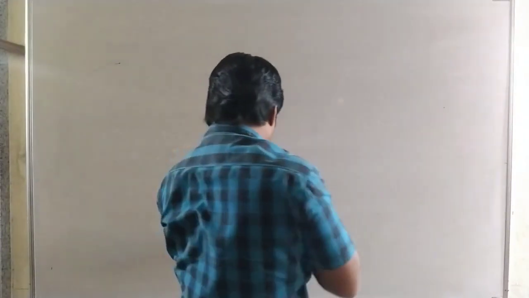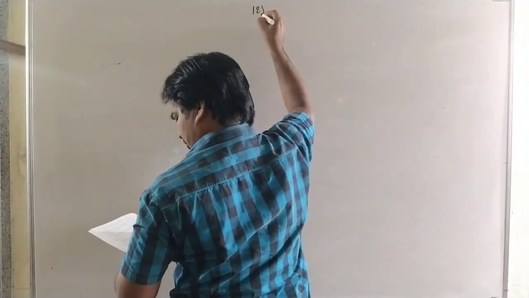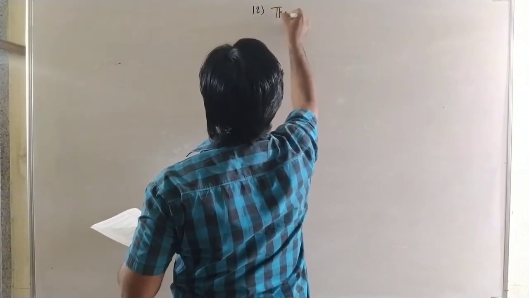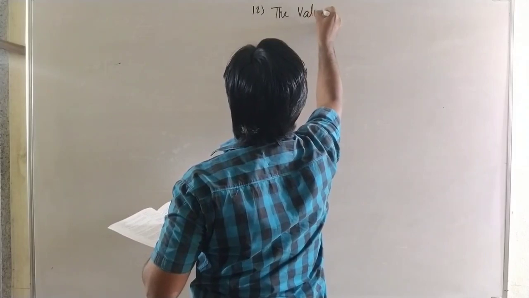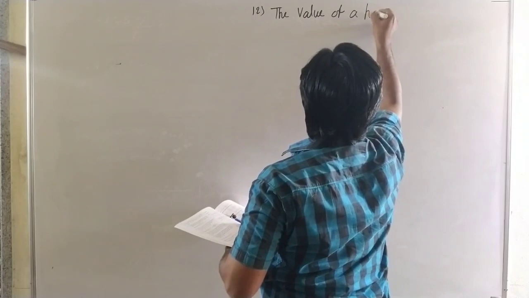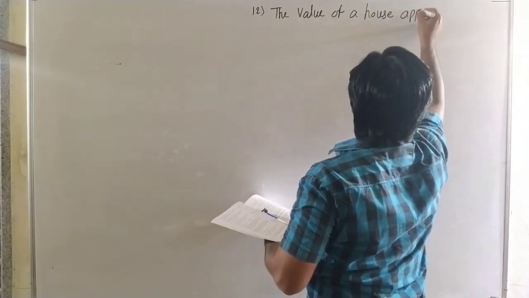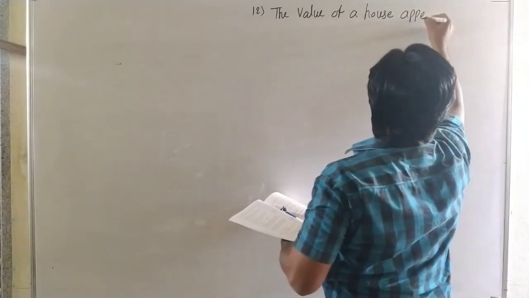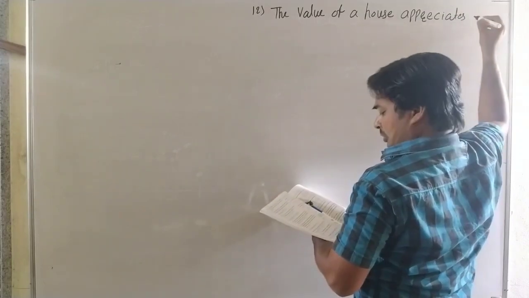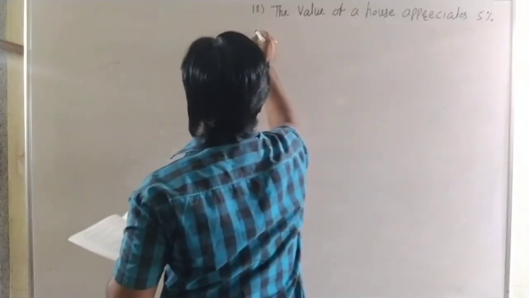Now the next example, example number 12. The value of a house appreciates 5% per year.